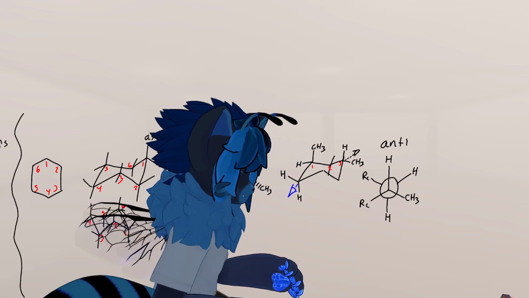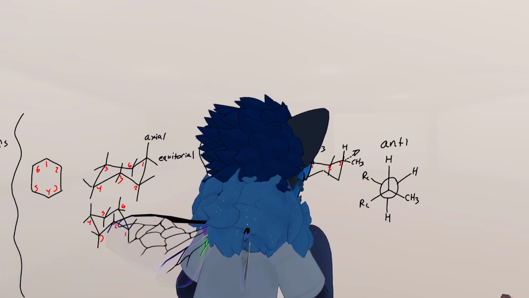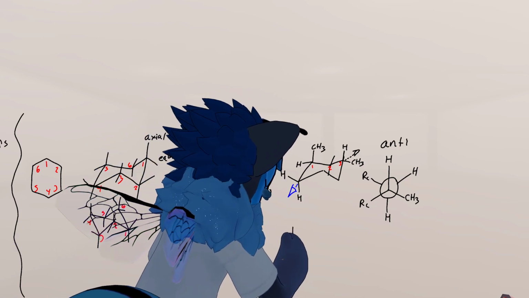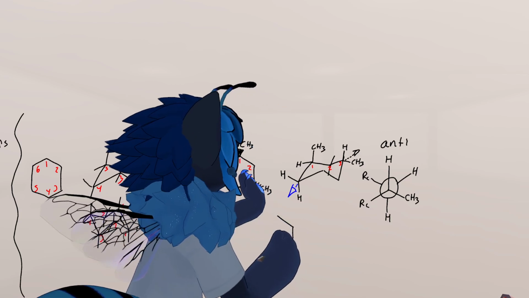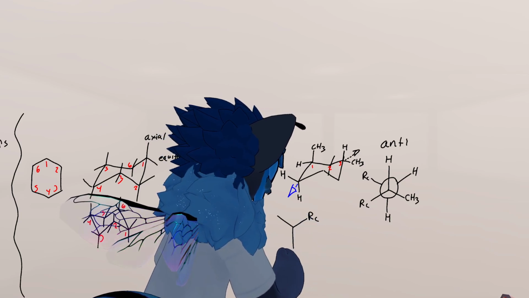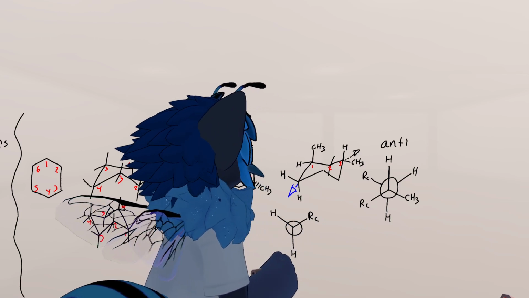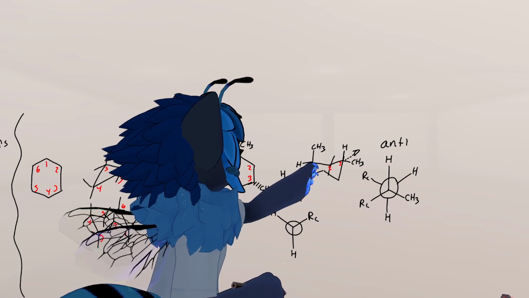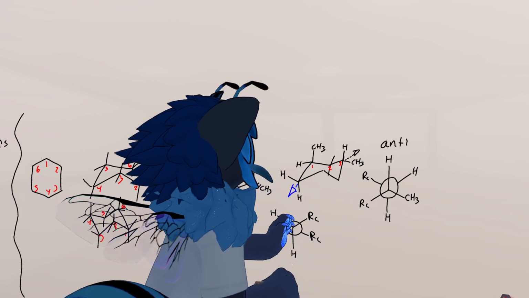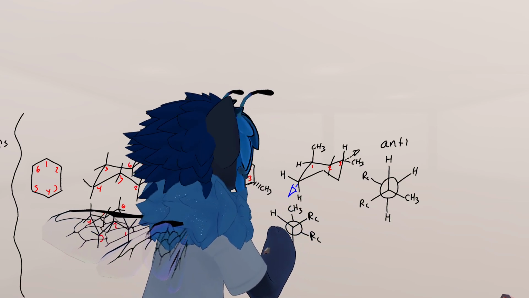So let's draw a Newman projection down below. Our hydrogen is pointing down. Hydrogen is pointing to the left, and our ring carbon is pointing to the right. Draw the back carbon. So on this carbon, we have a ring carbon pointing down and to the right. Our methyl group is pointing up. And we have a hydrogen pointing down.